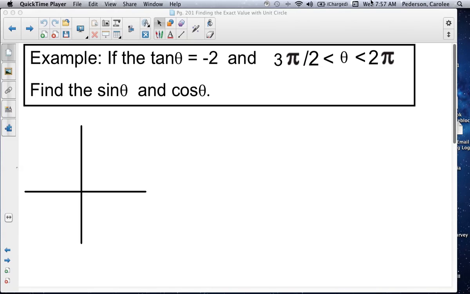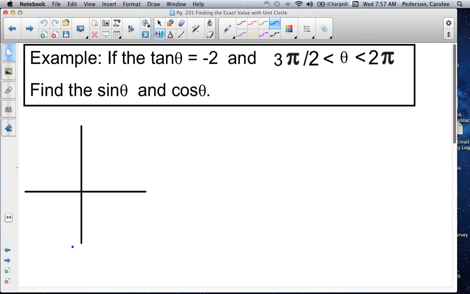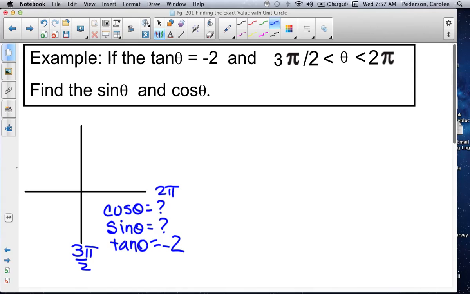This example is finding the sine and cosine given that the tangent of theta is -2. This angle falls in the fourth quadrant between 3 pi over 2 and 2 pi. So if you remember, we have our cosine of theta is unknown, our sine of theta is unknown, and they give us that the tangent of this angle is -2.